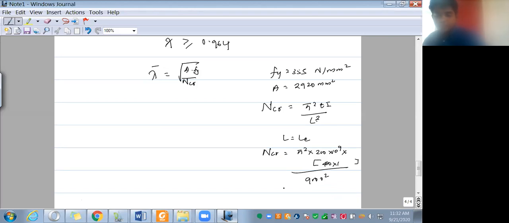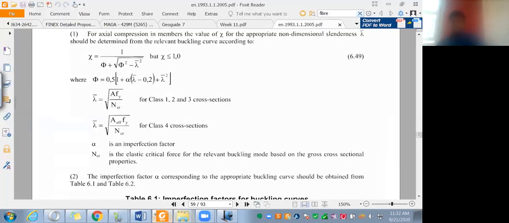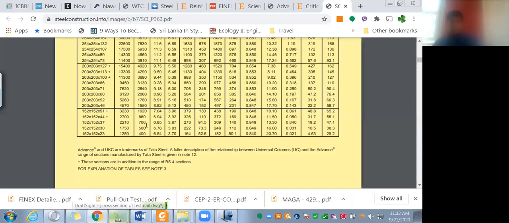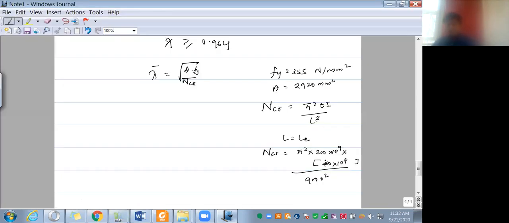Why 400 into 10 to the 4? Because it is 400 centimeter to the power 4, and when you convert to millimeter, it's 10 to the 4. So 400 into 10 to the 4.